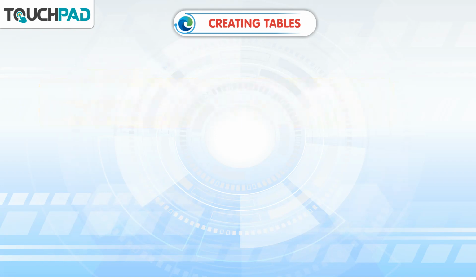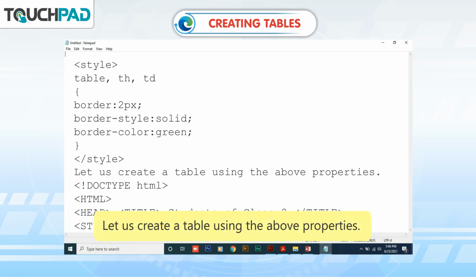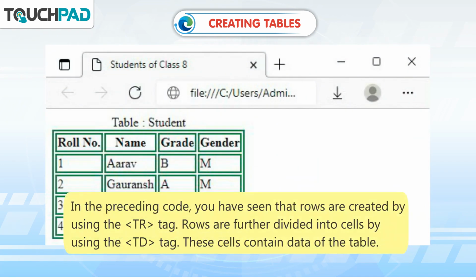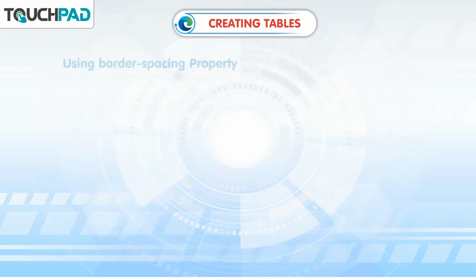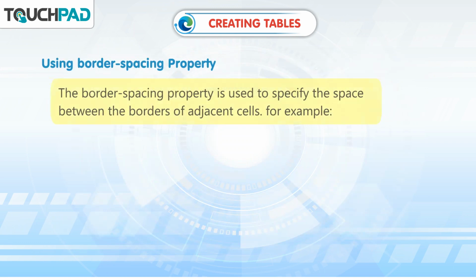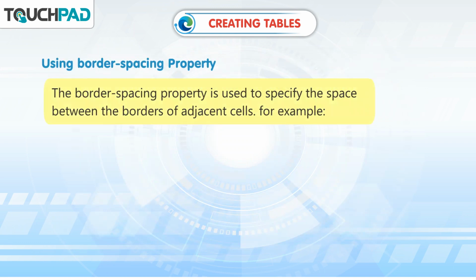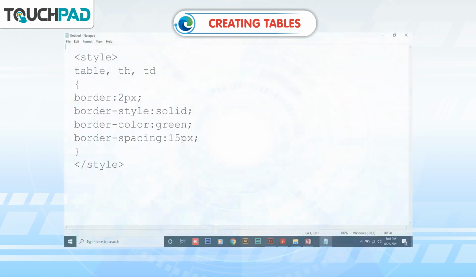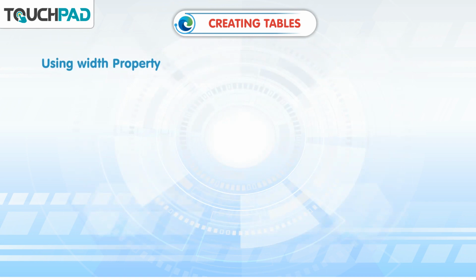For example, let us create a table using the above properties. In the preceding code, you have seen that rows are created by using the tr tag. Rows are further divided into cells by using the td tag. These cells contain data of the table. Using border spacing property. The border spacing property is used to specify the space between the borders of adjacent cells. For example, using border spacing property.